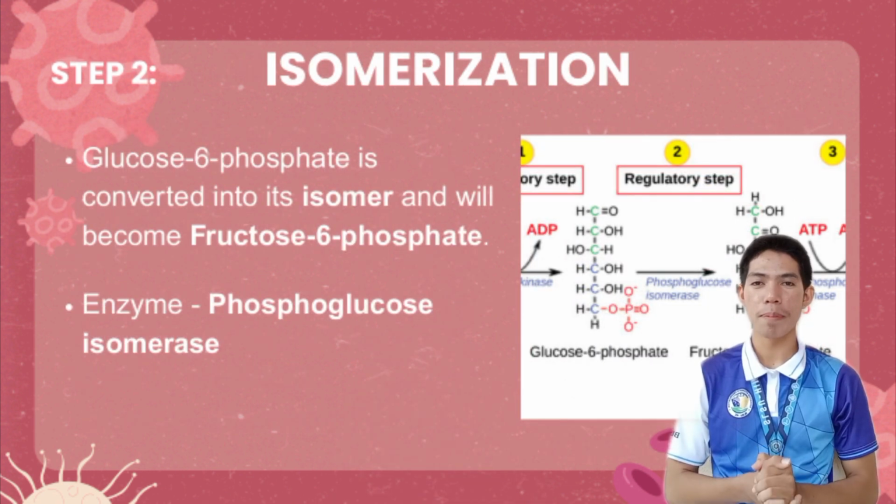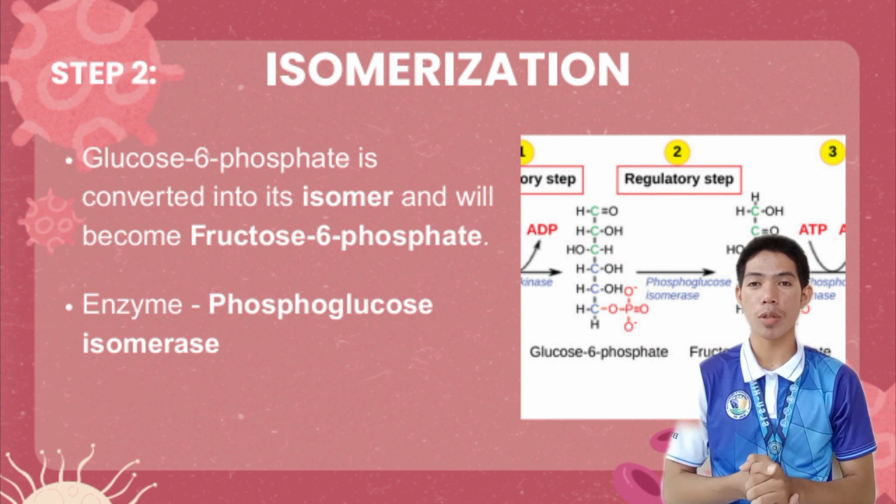So next, step 2, isomerization. Glucose 6-phosphate is converted into its isomer and will become fructose 6-phosphate. So it means that si glucose 6-phosphate ay nag-convert into fructose 6-phosphate. And actually, fructose is still a sugar composed of 6 carbon molecules, the same as glucose. And the difference between glucose and fructose is their structure.